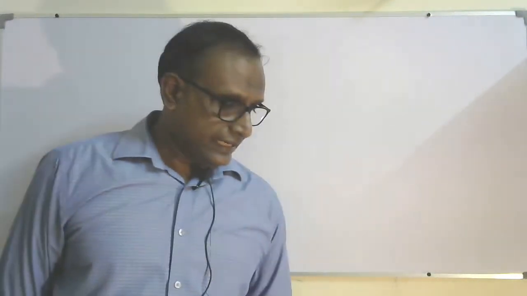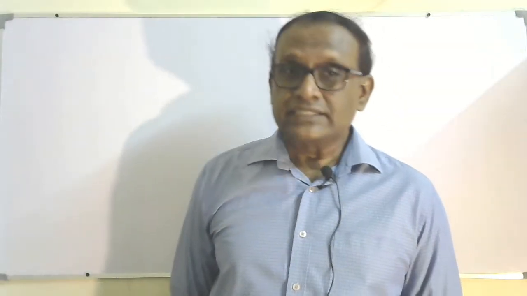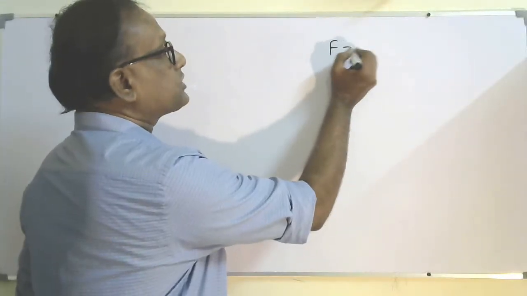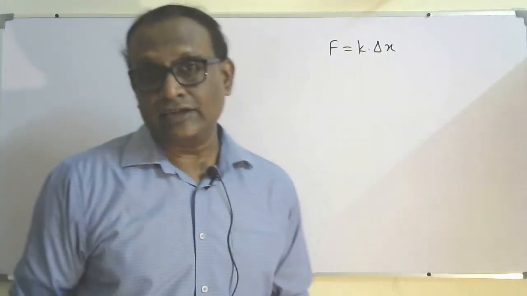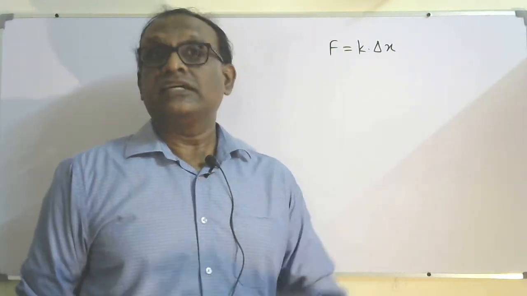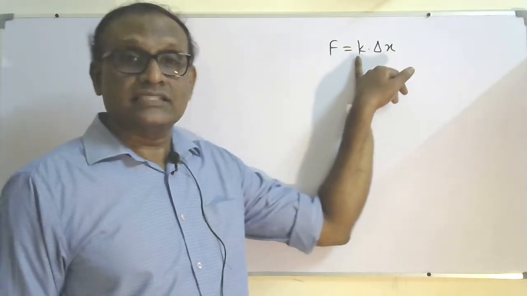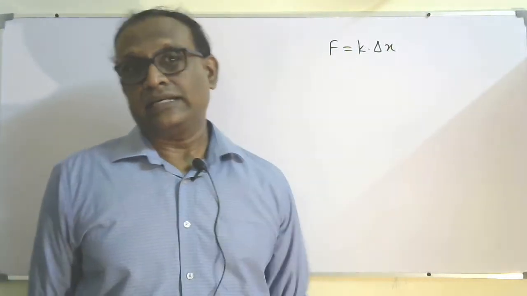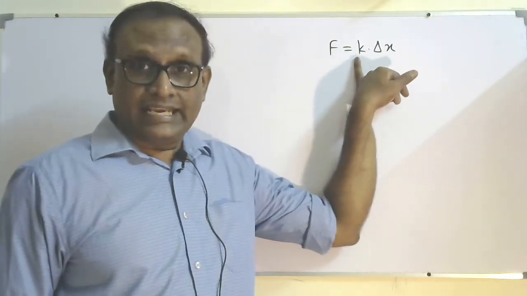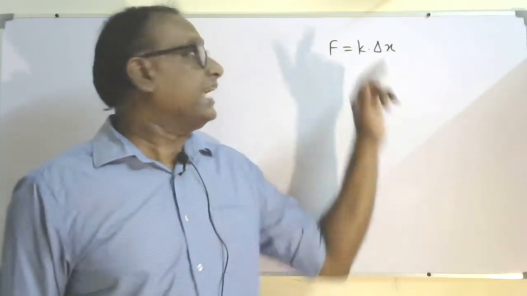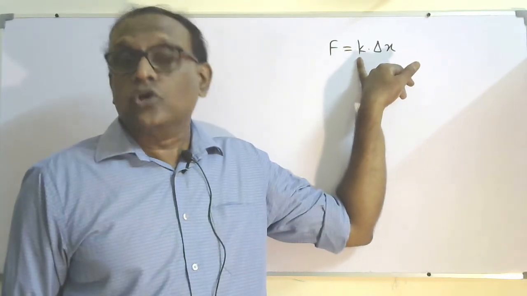Okay, question number 10 is, there are two different stiffnesses we study in solid materials. One is about Young modulus, the other one is the K, F equals K delta X. When we consider Hooke's law, F equals K delta X, where K is the Hooke's law constant, and we call it the stiffness of the given object. K indicates the stiffness of the given elastic material, whether it is a spring or wire, whatever it is. K is called the Hooke's law constant.